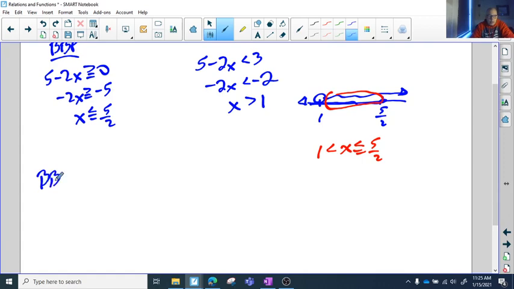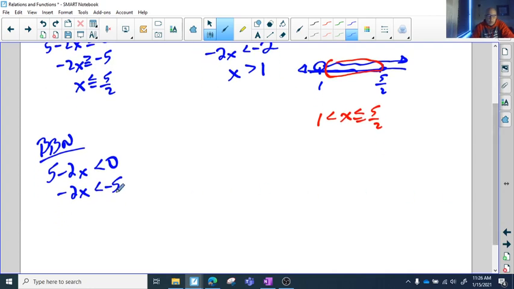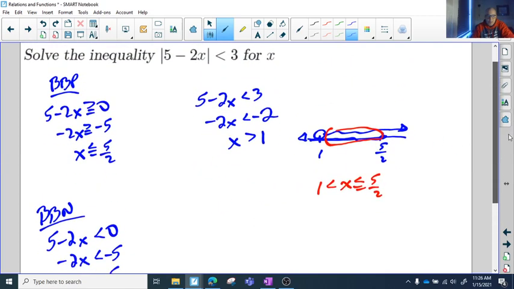So now I look at the other possibility, what would make between the bars negative? So 5 minus 2x could be less than 0. Minus 2x is less than minus 5. Again, reverse the inequality because you're dividing by a negative. X must be bigger than 5 halves. So this time's the scenario where between the bars was a negative.